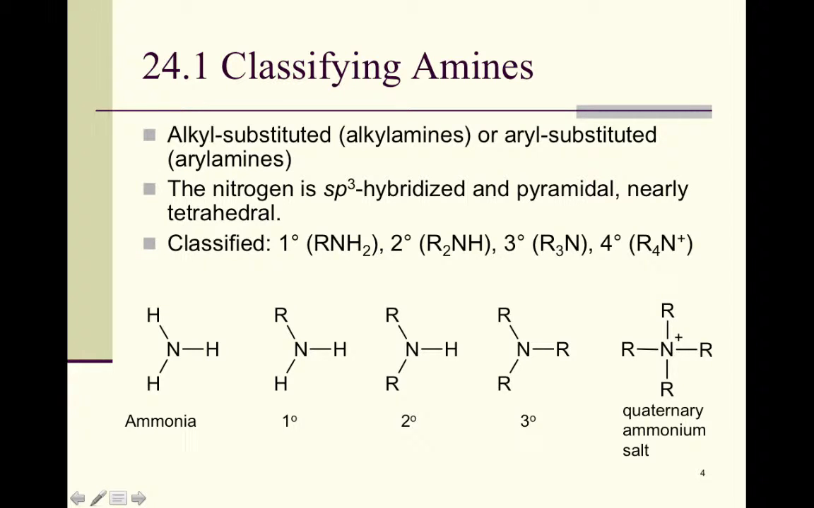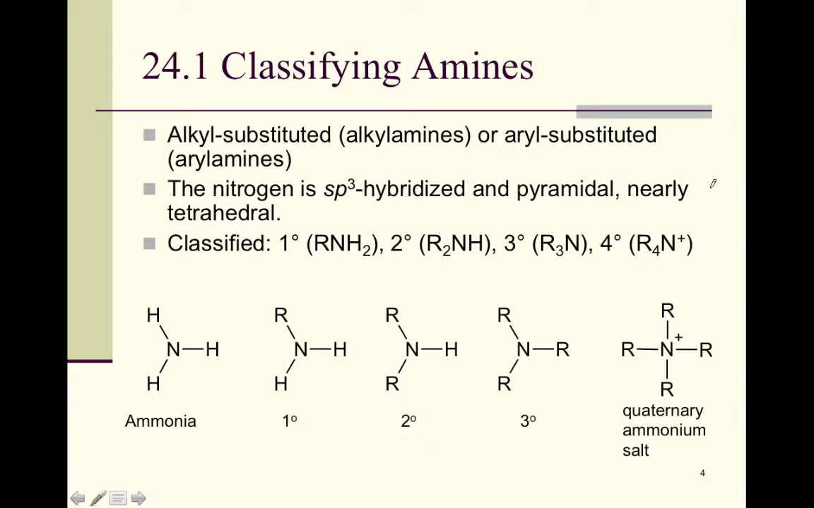Classifying amines. We're going to classify amines just the same way that we classified carbons and alcohols earlier. How many R groups are directly attached to the nitrogen? Amines can be alkyl substituted or aryl substituted. The nitrogen, again, has its lone pair of electrons. It's sp3 hybridized, pyramidal, and nearly tetrahedral. We're going to classify them as primary, secondary, tertiary, and then quaternary ammonium salts. Those are going to be a little bit different than just plain quaternary.